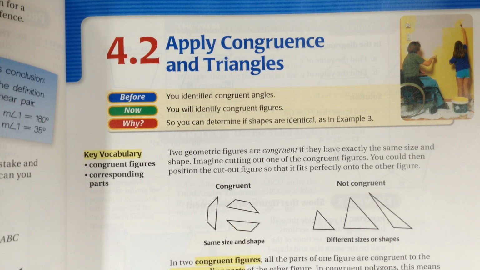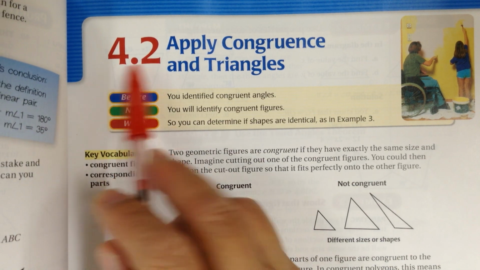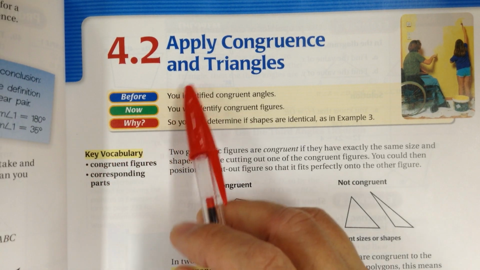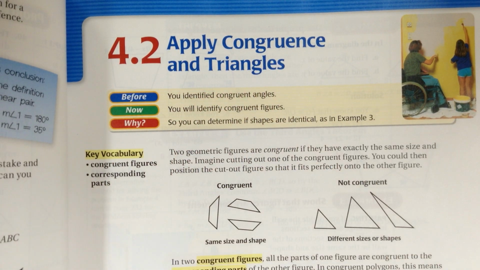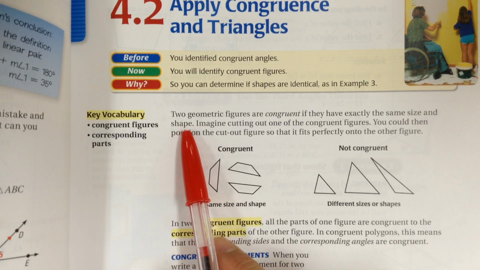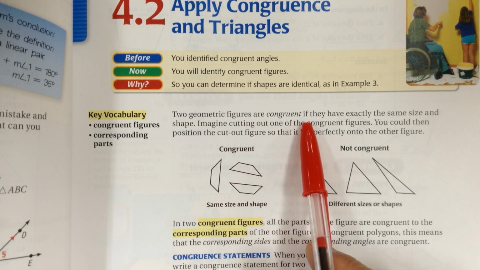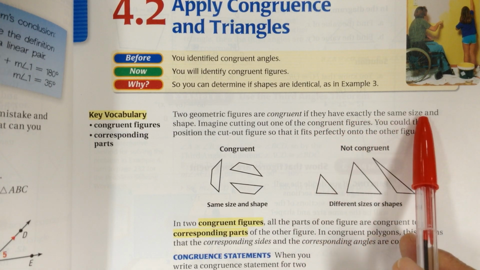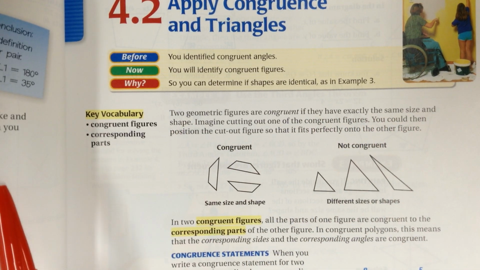Let's go to page 225. This is lesson 4.2, and this lesson is to apply congruence and triangles. Two geometric figures are congruent if they have exactly the same size and same shape.